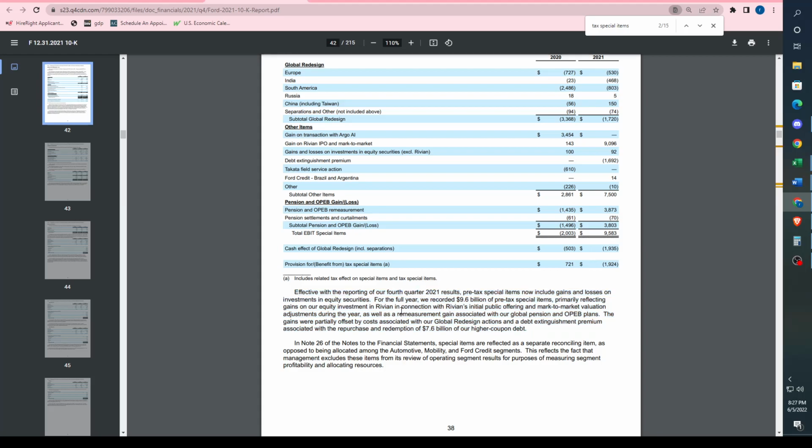So basically they told us here that a lot of these gains came from just their equity investments in Rivian, as well as their remeasurement gains associated with their global pension and OPEB plans. So now we kind of have an understanding of where this massive GAAP amount came from. So now we could go look at quarter one.